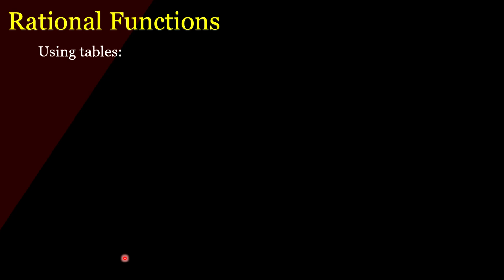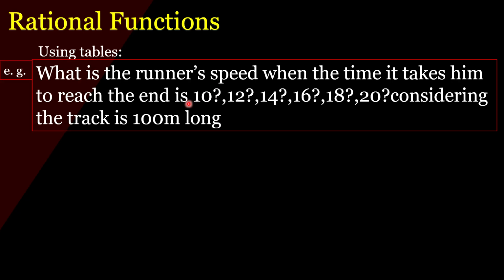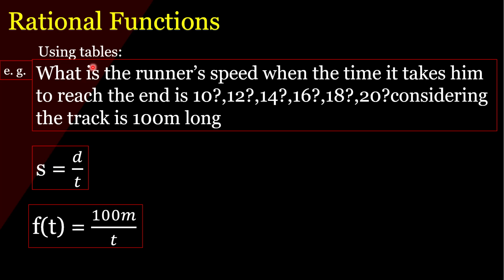So, using tables. So, meron tayo ditong problem na given. Kung gusto nyo sagutan, sagutan nyo, feel free to pause the video. So, what is the runner's speed when the time it takes him to reach the end is 10, 12, 14, 16, 18, 20 seconds, considering the track is 100 meters long. So, ito yung formula natin speed, di ba? Speed is equals to distance over time. So, gagawin natin siyang function. F of t is equals to 100 meters over time.